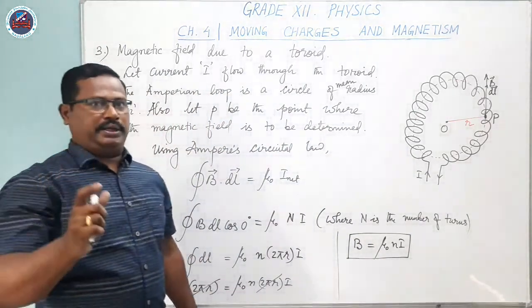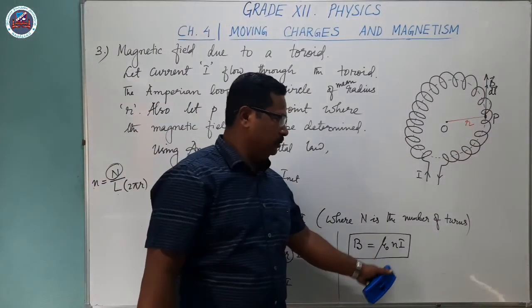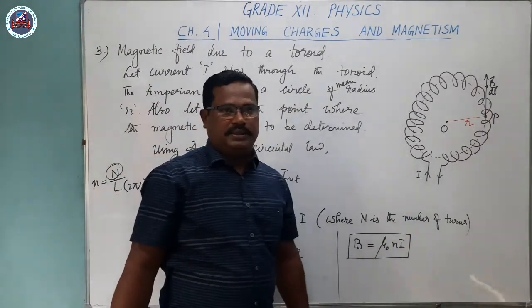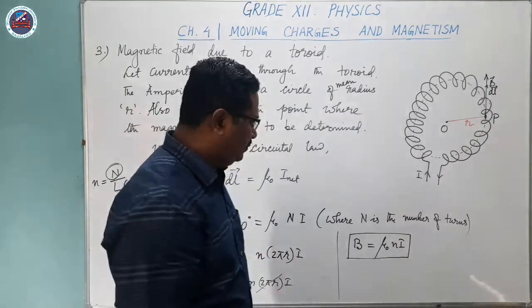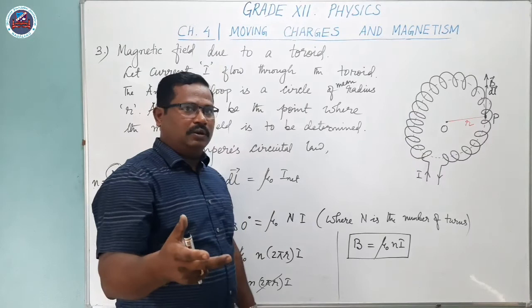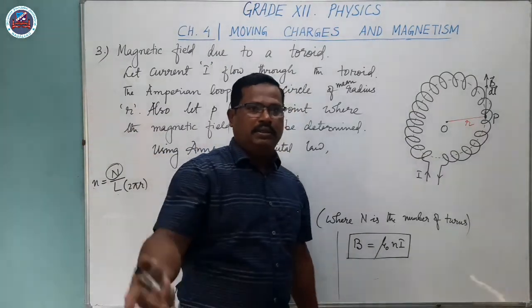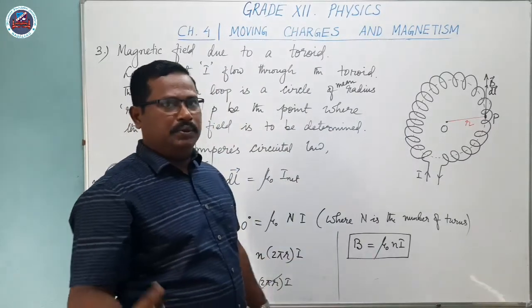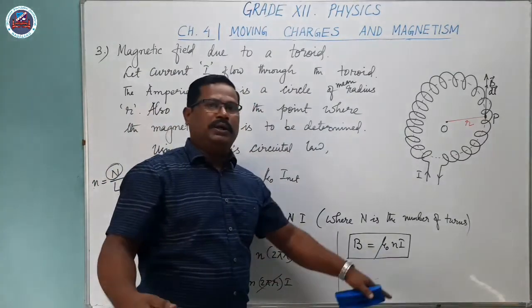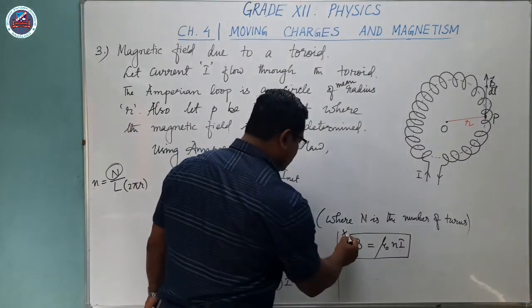That means in a solenoid and a toroid, the magnetic field inside is the same. And likewise, if the toroid is kept in a medium of permeability mu, then mu naught will be replaced with mu, and that mu can be replaced with mu naught into mu r, the relative permeability as well. So this is the expression.